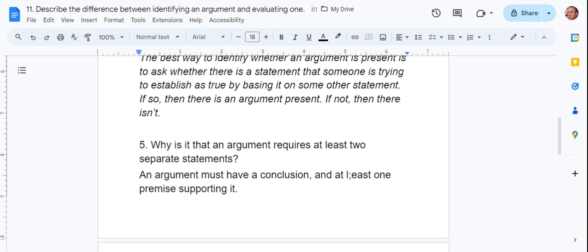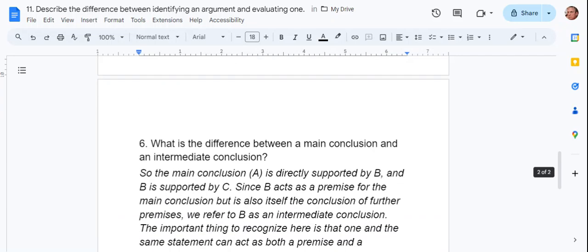Number five, why is it that an argument requires at least two separate statements? Well, that's an interesting thing to note: an argument has to have a conclusion and it has to have at least one premise supporting it, so it has to have at least two statements. So a single statement can never be an argument in itself. There have to be at least two statements to make an argument.